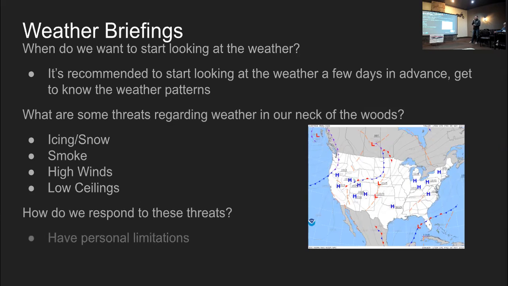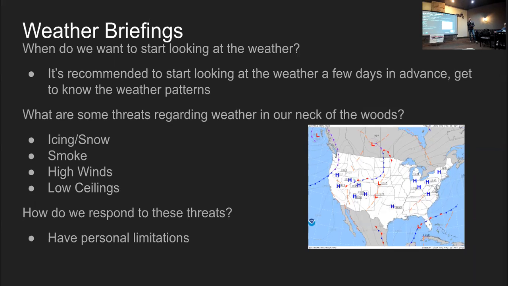So again, how do we respond to these threats? Have personal limitations. That's a big one that I like to talk about when it comes to weather. Have a personal limitation on, hey, this is going to be the minimum ceiling that I'm going to go do a VFR cross-country in. Those limitations might be more limiting for cross-country, right? Because you're traveling over terrain, you're traveling over ground. You might have limitations that are less restrictive if you're only doing traffic pattern work or something like that. But having personal limitations is big, and knowing what they are ahead of time. Don't just come up with it when you're in the air.